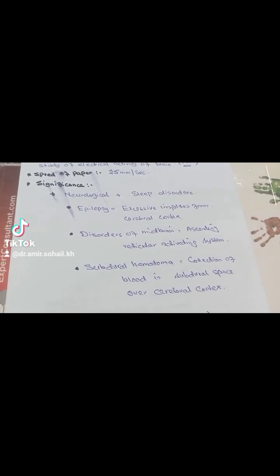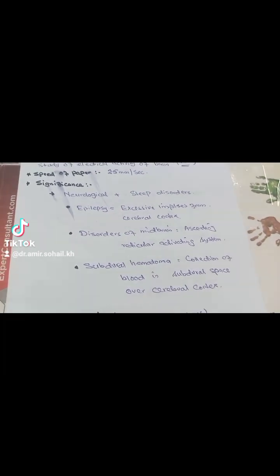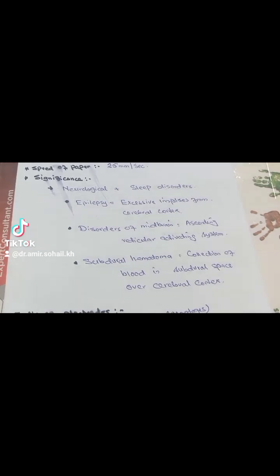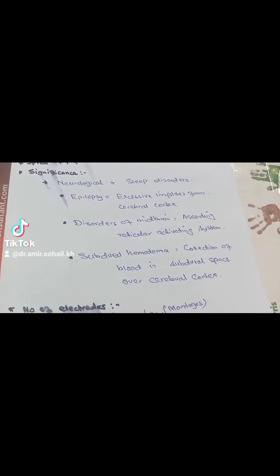Significance of electroencephalography. Electroencephalography is basically used for diagnosis of neurological dysfunction and study of sleep patterns or sleep disorders. In neurological disorders, the most common use is in the diagnosis of epilepsy. Epilepsy is basically excessive impulses from the cerebral cortex. It is used in disorders of the midbrain, especially the ascending reticular activating system. It is used in subdural hematoma, a collection of blood in the subdural space over the cerebral cortex.